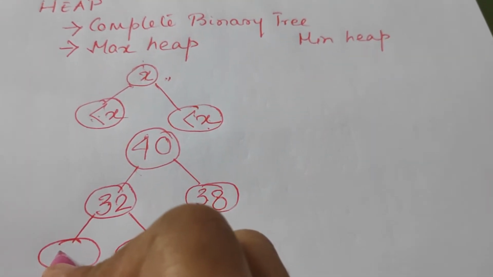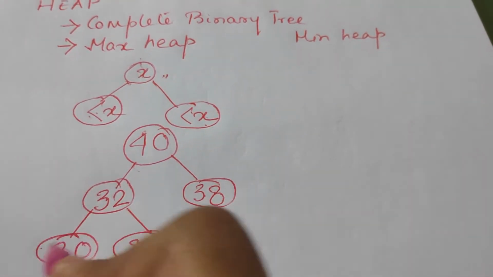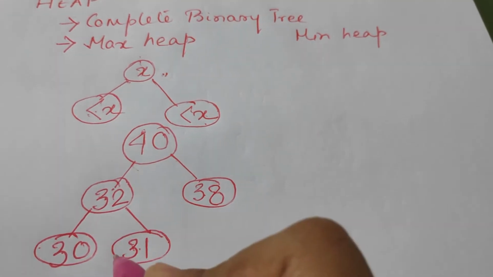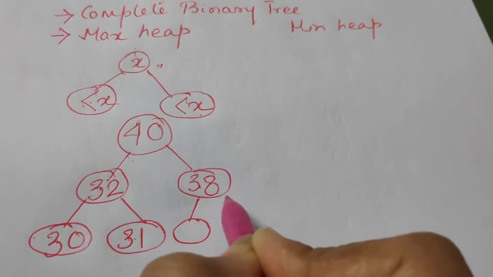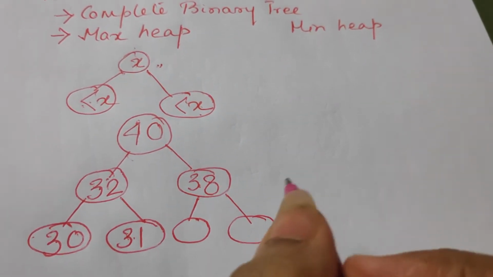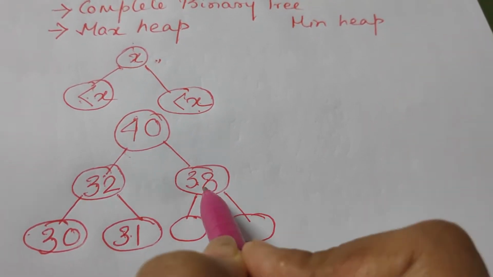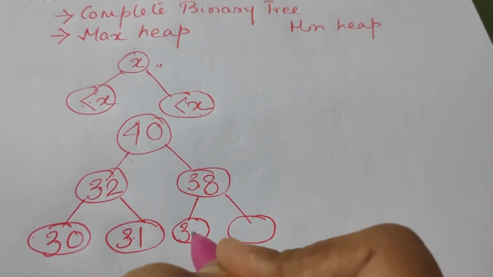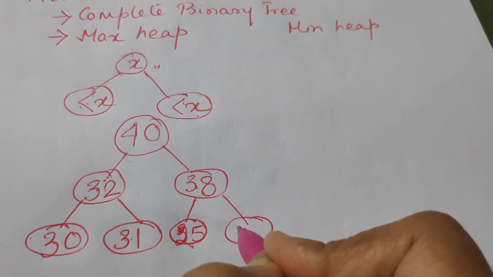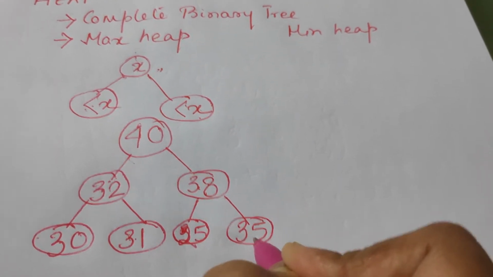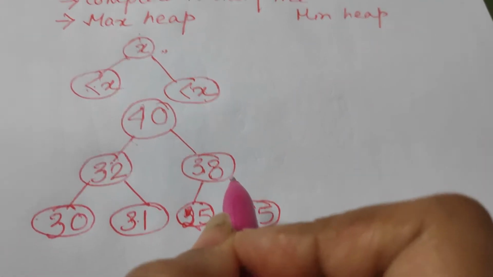So suppose we have 30, 31. Correct? Both are less than 32. So this is allowed. 38. All the nodes on the left and the right side of 38 should be less than 38. So all the child nodes should have value which is less than the parent node. So suppose this node is 25 and this node is 35. So you see 25, 35 both are less than 38. So this is allowed. Clear?